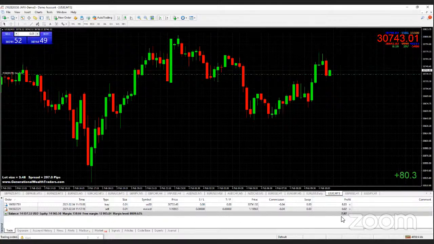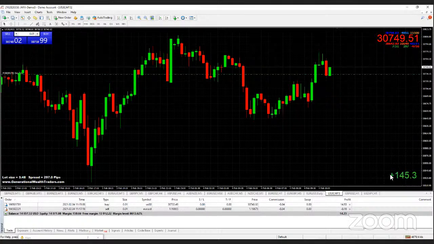If I had entered with a bigger lot size, you would just need to add 0 to the end of this. I mean, currently it's about £10. If you add 0 to it, that would be £100. If you add another 0, £1,000. If you add another 0, £10,000. So it just basically depends on the lot size you went in with. So look at this, guys.